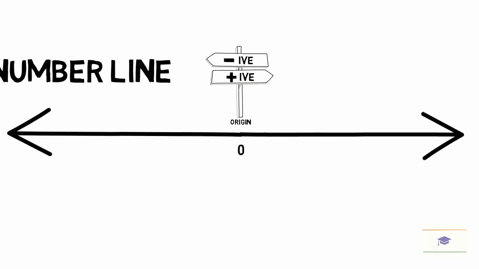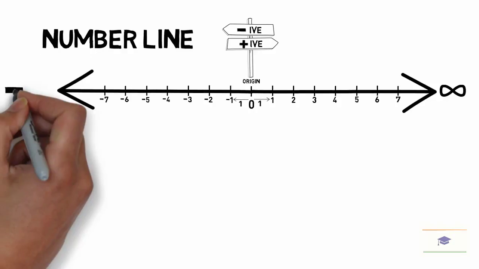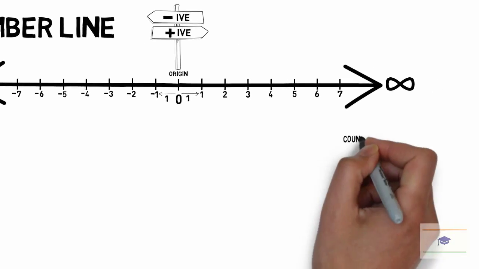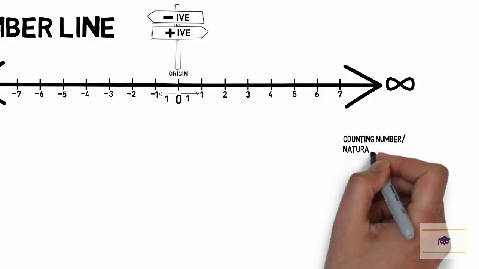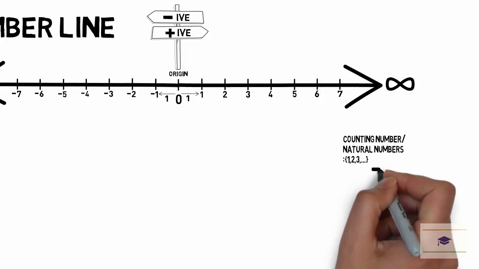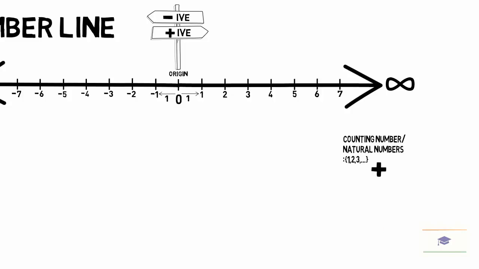From the origin, we take a distance of 1 on both sides and call it 1 on the right and -1 on the left. Similarly, the line extends to 2, 3, 4 and 5 respectively, and it goes till infinity. Now the numbers greater than 0, like 1, 2, 3 and so on, are called counting numbers or natural numbers, simply because you can count them.